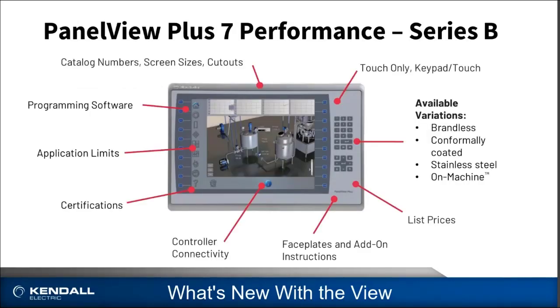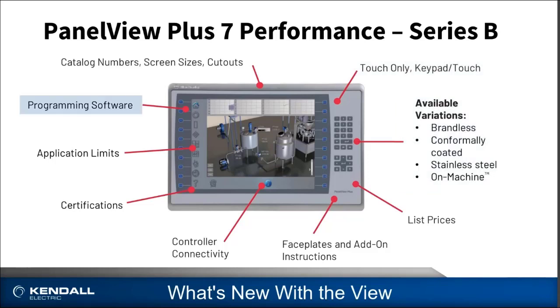Before I discuss the differences in the Series B version, let me first talk about what's staying the same. The catalog numbers, screen sizes, and cutouts are not changing. So if you order a PanelView Plus 7 performance today, you'll receive a Series B version, but if it's replacing a Series A, it's going to fit directly into the panel without any modifications. You'll still be able to get them in a touchscreen or keypad, touchscreen version, brandless version, conformal coated version, etc. All that's staying the same.